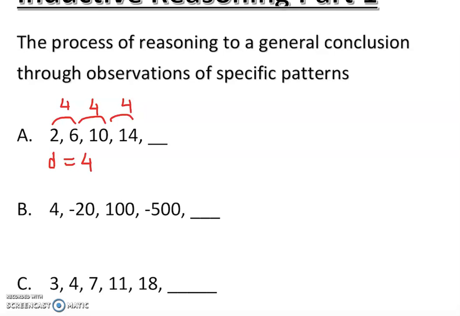In an arithmetic sequence, we just add the difference to the last number and that will give us the answer. So 14 plus 4 is going to be 18. That is the missing number. That is how we use inductive reasoning to find the missing number. Let's take a look at the next one here.